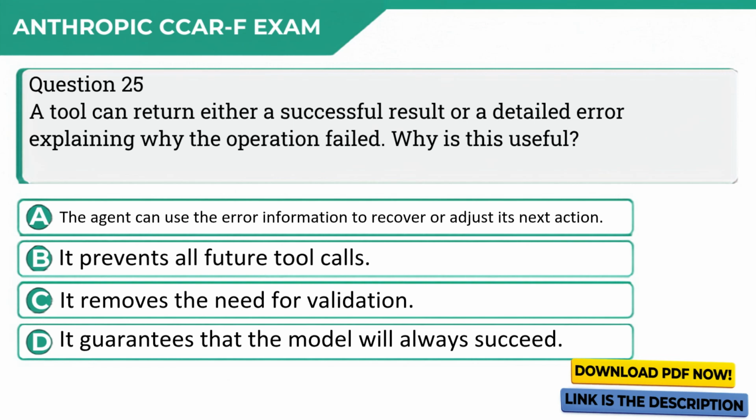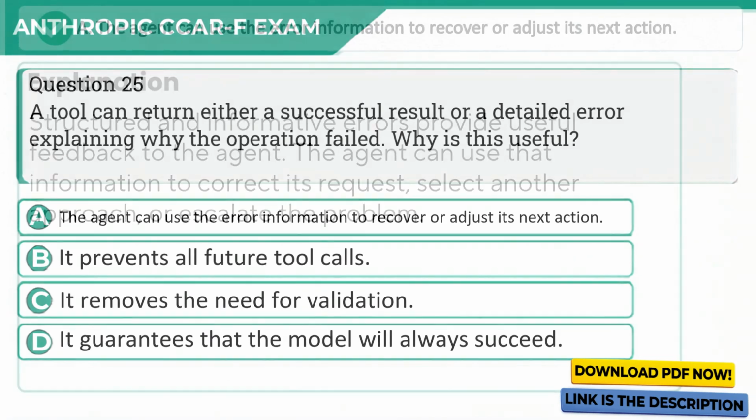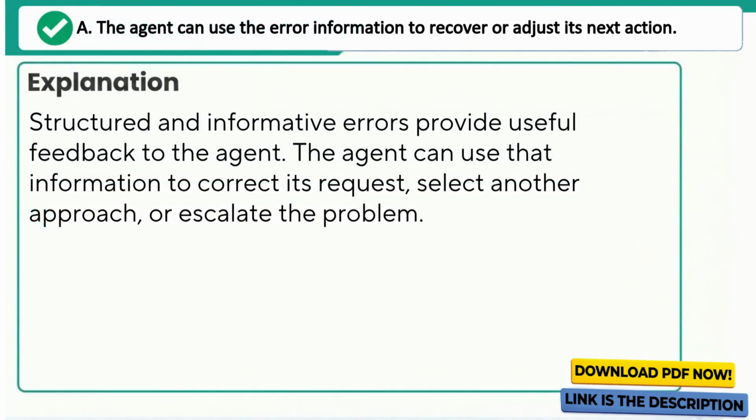B. It prevents all future tool calls. C. It removes the need for validation. D. It guarantees that the model will always succeed. Correct answer, A. The agent can use the error information to recover or adjust its next action. Explanation. Structured and informative errors provide useful feedback to the agent. The agent can use that information to correct its request, select another approach, or escalate the problem.